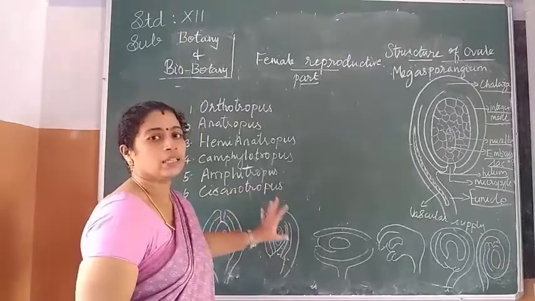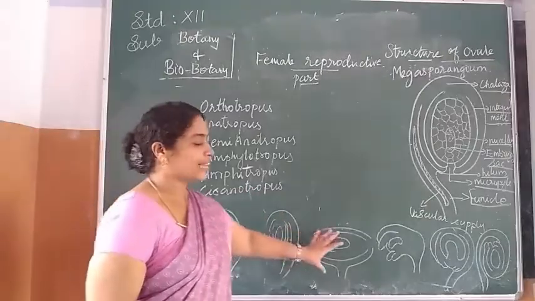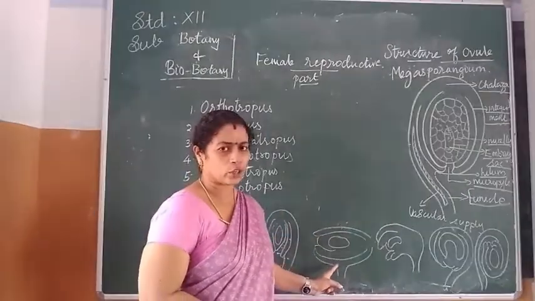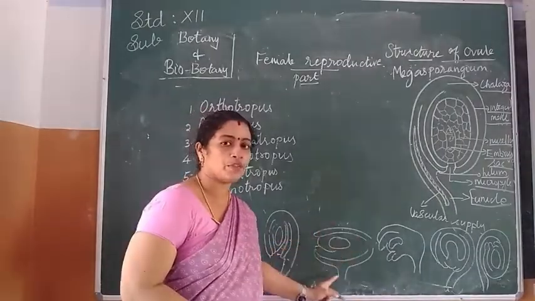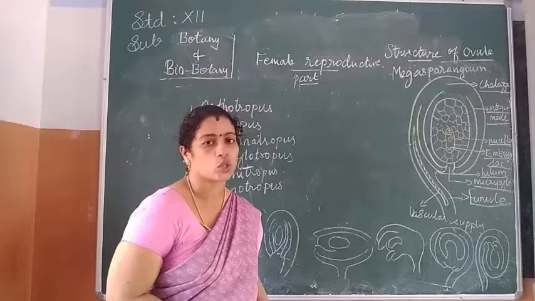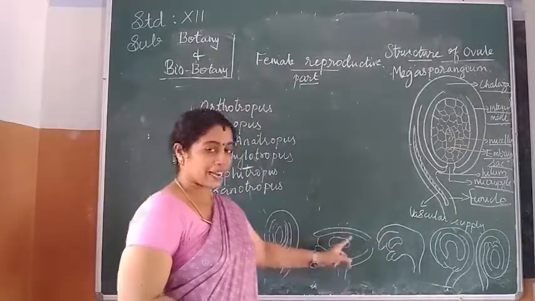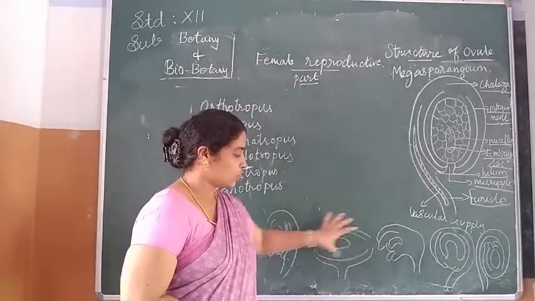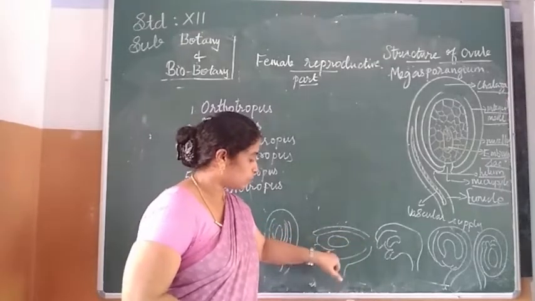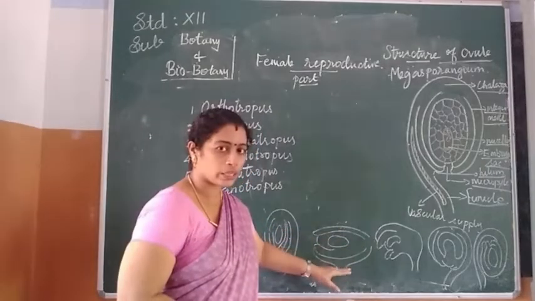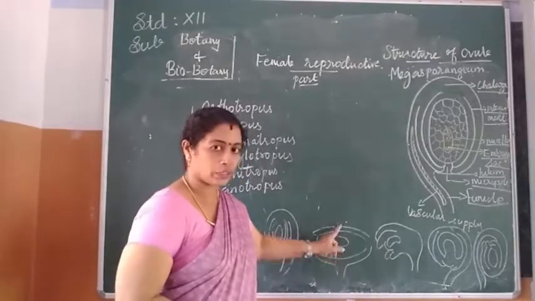This is straight one. This is inverted. The next one, hemianatropous. Hemianatropous means it is the right angle. The body of the ovule will be right angle to the stalk of the ovule. It will be lying right angle in position, lying close to the stalk of the ovule.